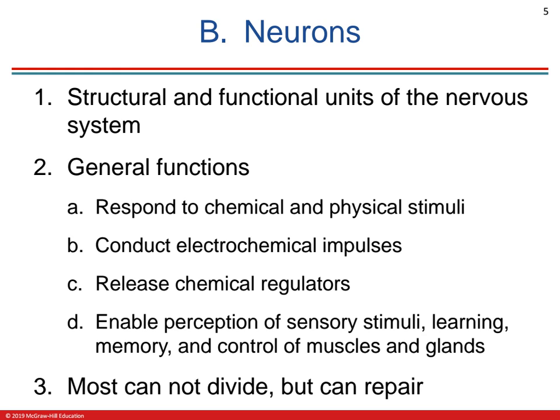Neurons are the structural and functional units of the nervous system. They have some general functions. They can respond to chemical and physical stimuli, such as sensory receptors in your skin. They can conduct electrochemical impulses, also called action potentials, which we'll talk about more later. They release chemical regulators, which can be neurotransmitters or neurohormones. Finally, they also enable perception of sensory stimuli, learning and memory, and control of muscles and glands. Most cannot divide, but they are able to undergo some level of repair.